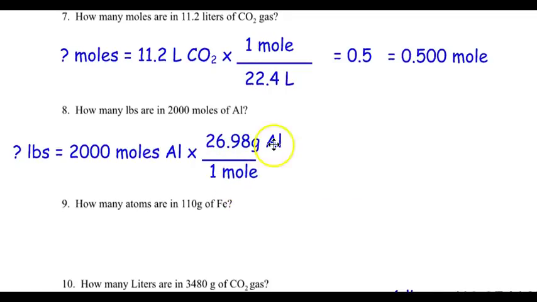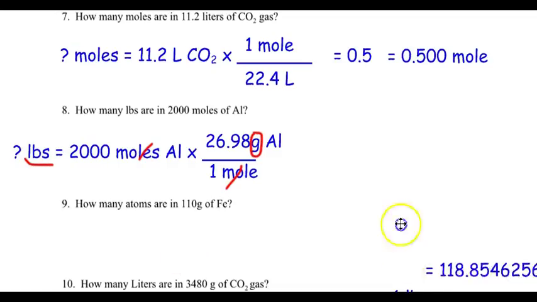But wait a minute. When I cancel out my moles, here, let's cancel out moles. All right, here we go. When I cancel out moles, all right, what unit is left? Grams. Is that the unit I want? No, it's not. I need pounds. So I have to keep going.